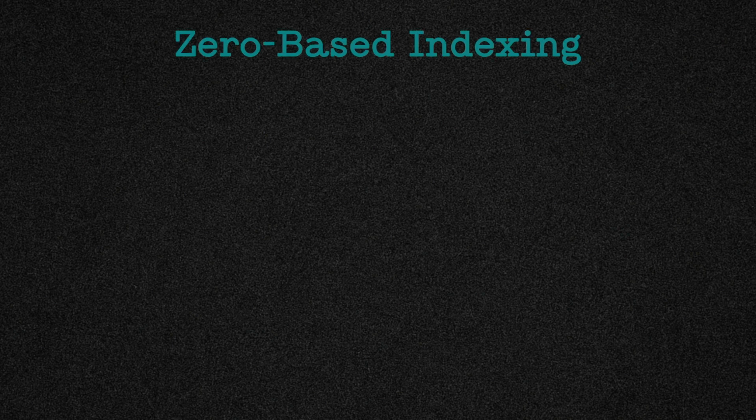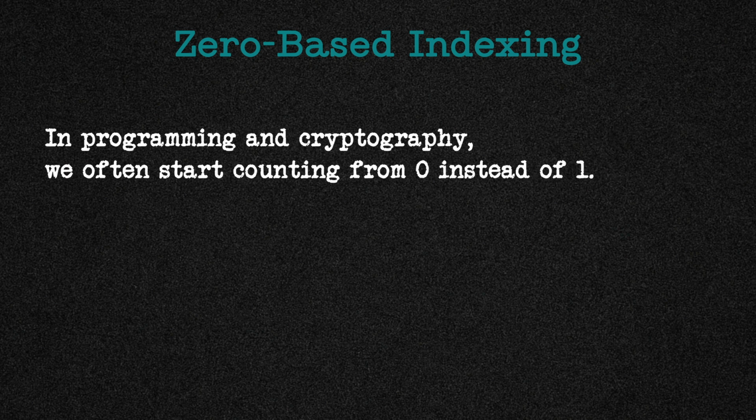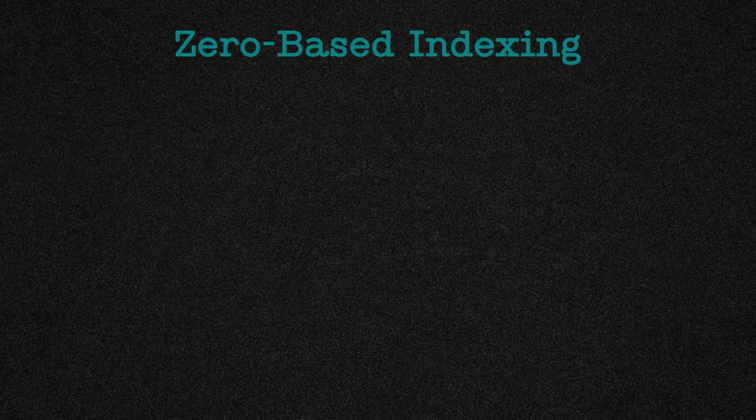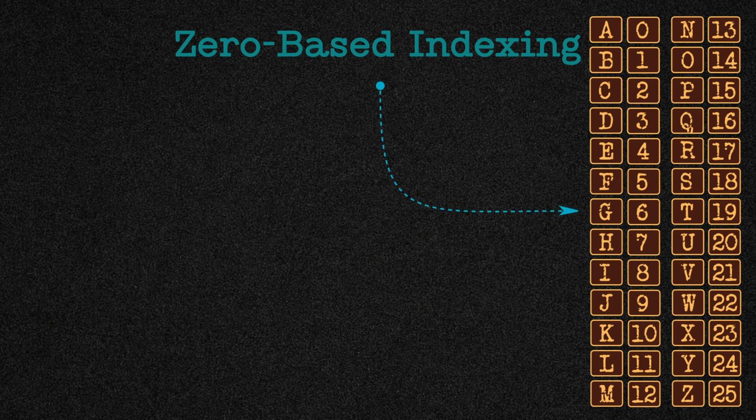Before we can encrypt with the Caesar cipher, we need to give each letter a number value. In programming and cryptography, we often start counting from 0 instead of 1. In the English alphabet, the first letter is A, so its index value will be 0. The second letter is B, so its index value will be 1, and it continues all the way to Z, which is 25. This method is called zero-based indexing.